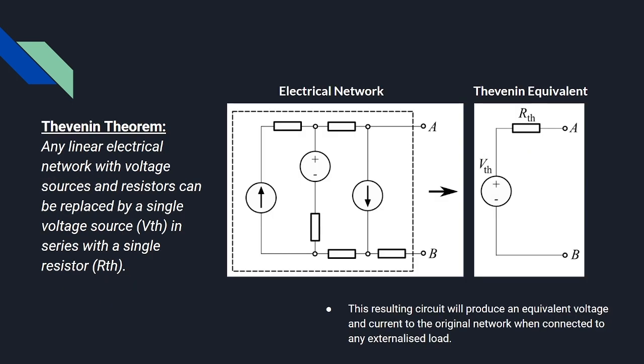Based upon the Thevenin theorem, which states that any linear electrical network with voltage sources and resistors can be replaced by a single voltage source in series with a single resistor. This resulting circuit will produce an equivalent voltage and current to the original network when connected to any external load.